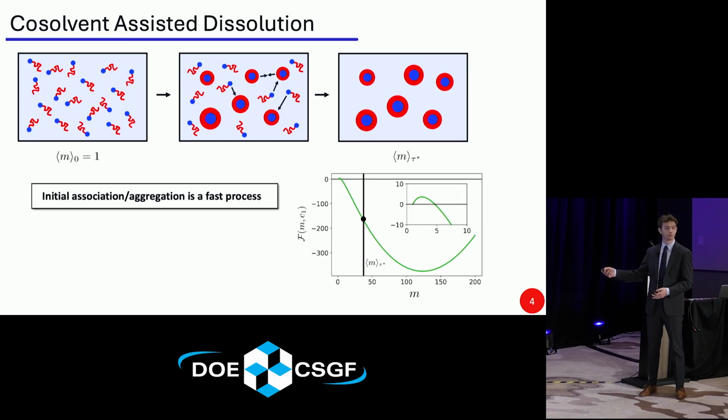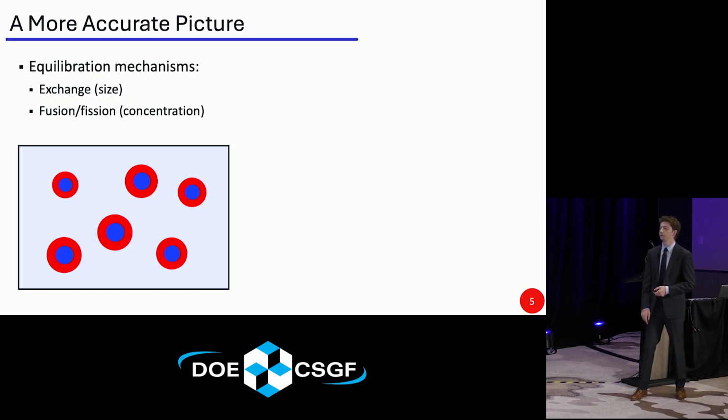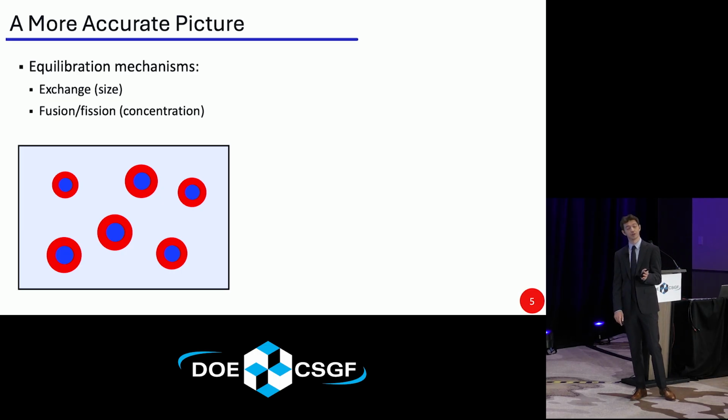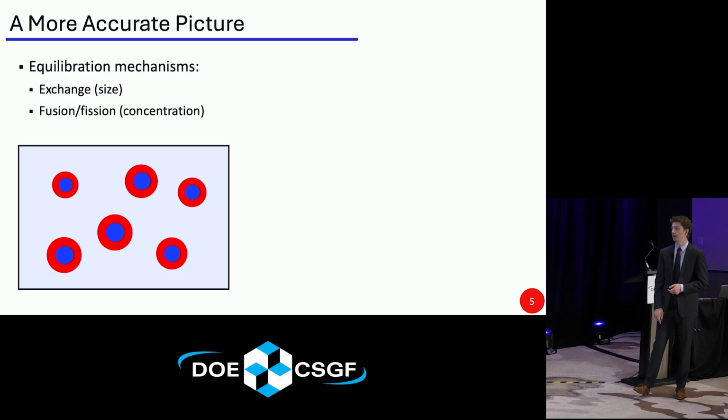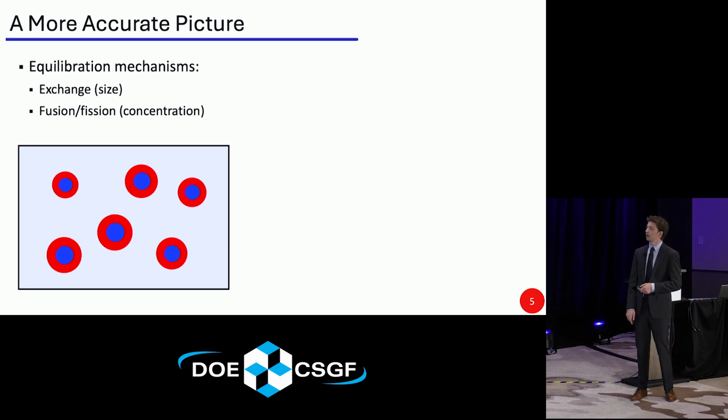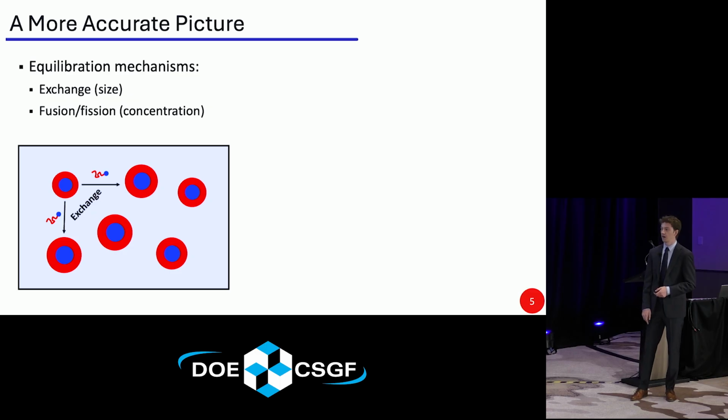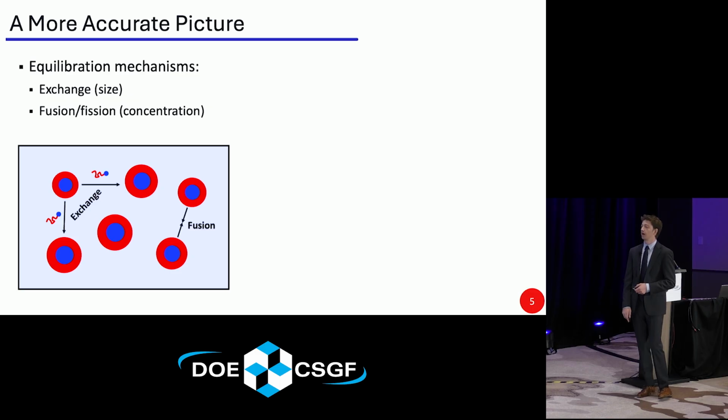But this picture doesn't include any information about the actual mechanisms to get from this distribution to the next equilibrium distribution. And so a more accurate picture will include the barriers that you need to overcome to actually reach that minimum, and that's through the different equilibration mechanisms that exist. So there's the chain exchange mechanism, so a chain can hop out of a micelle, diffuse, and enter another micelle. And there's also fusion and fission, where say for example in the case of fusion, two smaller micelles can find each other in the solution and fuse into a larger micelle.